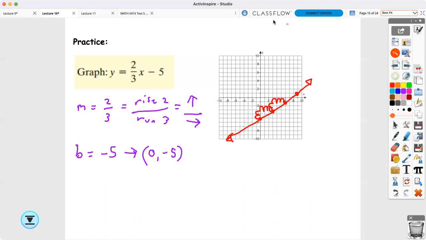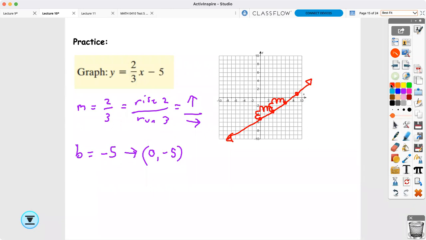Brianna, did your work match with my work? Are you okay with the steps we did? Everyone else? Excellent. Go ahead. Sir, you say we always run to the right, but what happens if something's negative? Great, great question, Tanya.